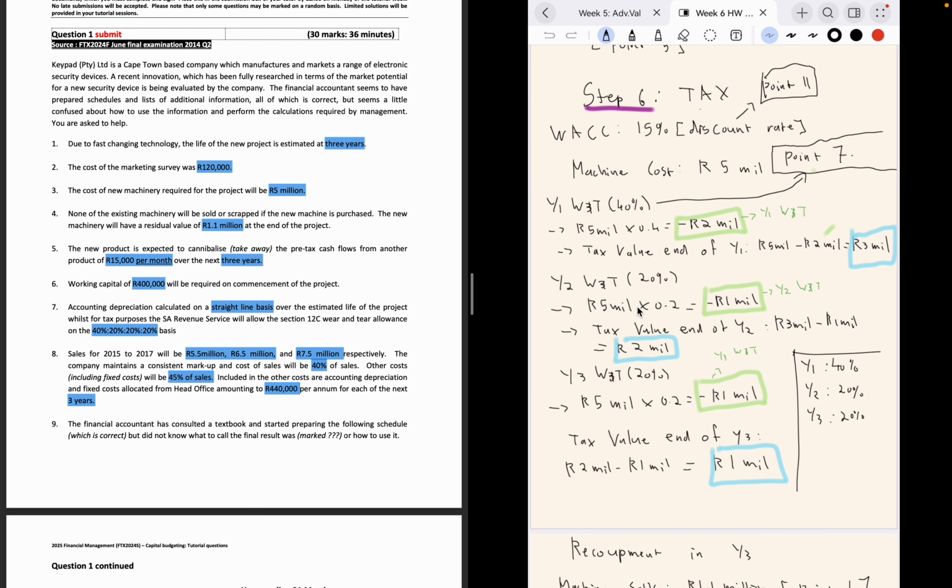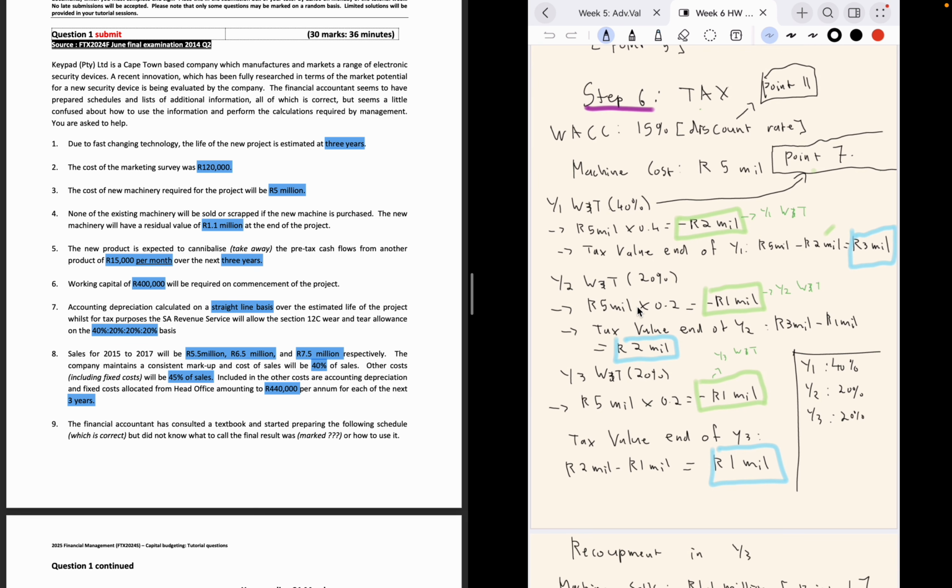So the tax value at the end of year two is the 3 million minus the 1 million. So the 3 million is the tax value at the end of year one. And we have to take the tax value at the end of year one, bring it to year two, and then subtract the wear and tear allowance for year two. So the taxable tax value year one is 3 million, year two it's 2 million, and using the same logic it's 1 million for year three.